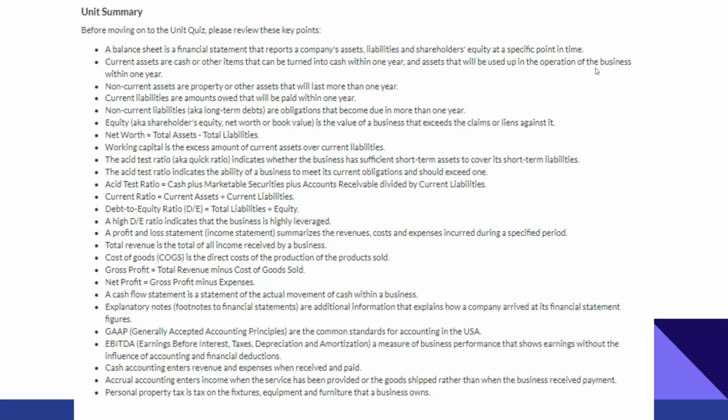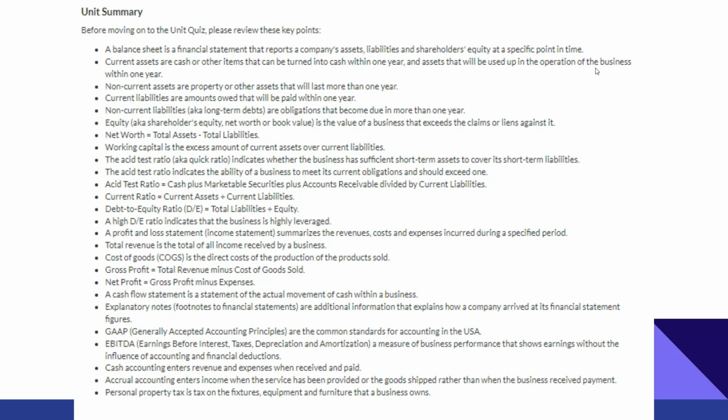Equity, aka shareholders' equity, net worth, or book value, is the value of a business that exceeds the claims or liens against it. Net worth equals total assets minus total liabilities. Working capital is the excess amount of current assets over current liabilities. The asset test ratio, aka quick ratio, indicates whether the business has sufficient short-term assets to cover its short-term liabilities.